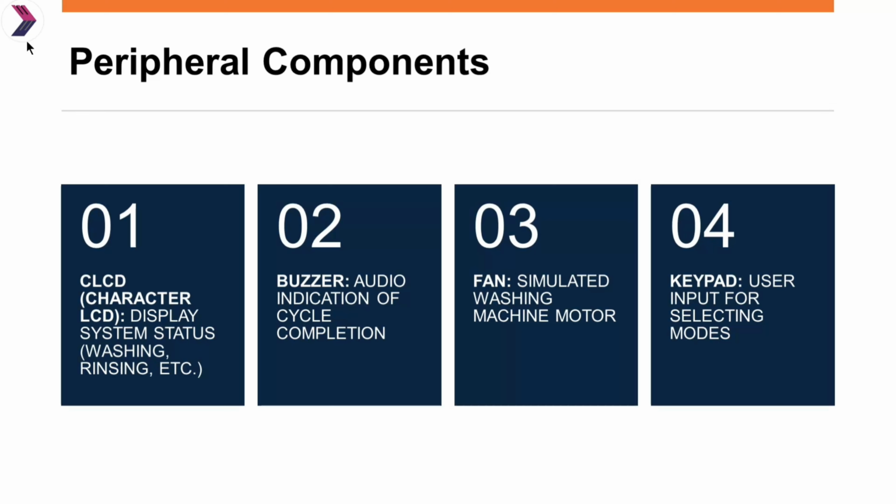Then peripheral components. First is the CLCD, character LCD, which is used to display system status like washing, rinsing and spinning operation. Next is the buzzer. Buzzer is an audio indication of cycle completion or for an alert or warning system. Then there is the fan. Fan is used to simulate the washing machine motor, which is used as the motor for our washing machine. Next is the keypad. Keypad is used for user input for selection of modes of the washing machine.